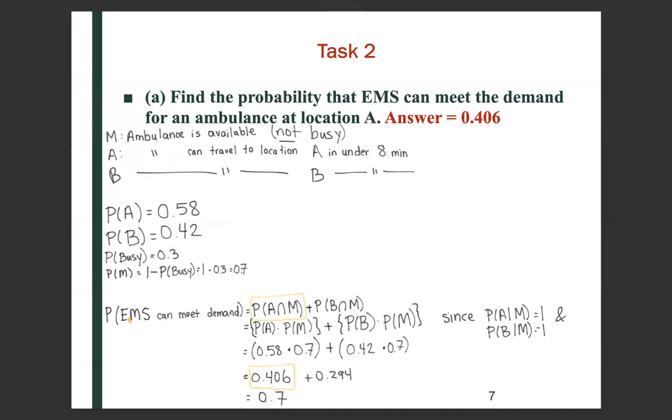Now, if the question was, what is the probability that EMS can meet the demand overall, then we would have the probability that it can meet the demand for location A and that it can meet the demand for location B. So if we were interested in just whether the EMS can meet the demand, then we could add part A and part B together and get 0.7.